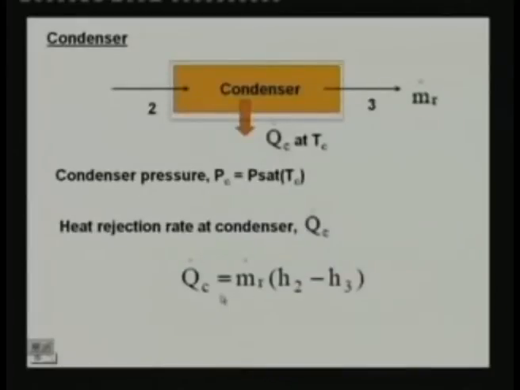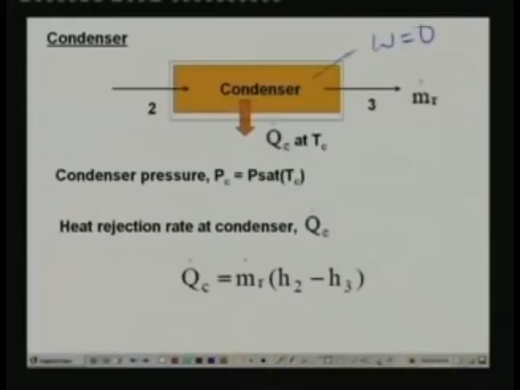Similar to the evaporator, you can also take control volume across the condenser. Again there is no work transfer here, W is 0, and delta KE and delta PE are negligible, delta KE is 0 and delta PE is 0. Q dot C is the heat rejection rate from the condenser, and heat rejection is taking place at a condensing temperature of Tc. And the condenser pressure Pc is nothing but the saturation pressure Psat corresponding to this temperature Tc.